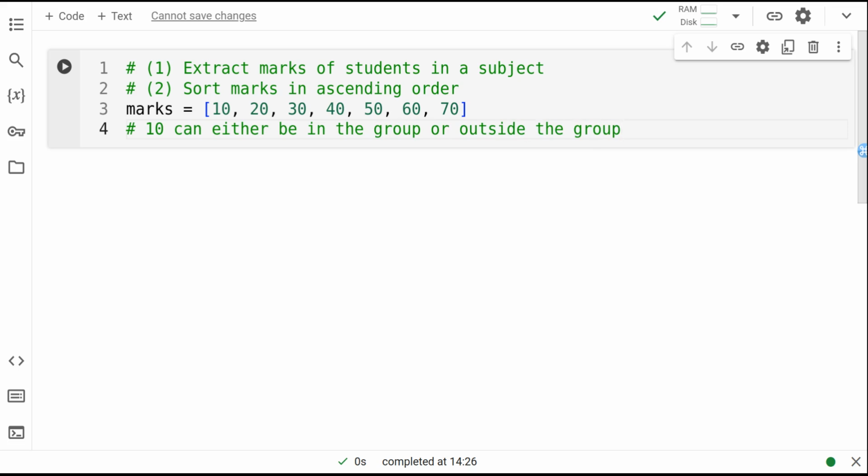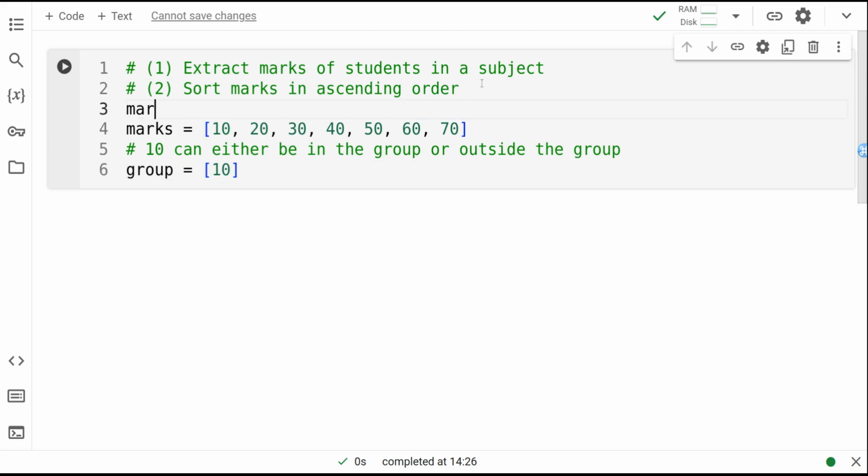Okay, so there are only two possibilities. When I'm constructing a new group, 10 is either a part of the group or he's not a part of the group. So I include 10 as part of some group. Okay, so 10 is the first student in this group. Once I fix the first student in the group, let's say mark limit in this case is 30. Now I have fixed 10 in the group.